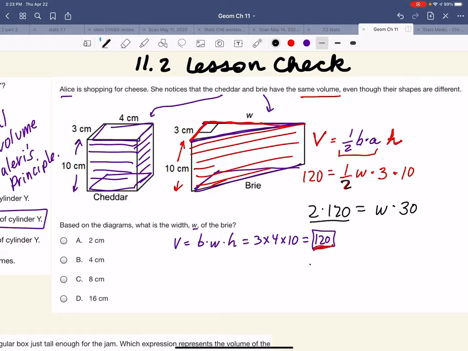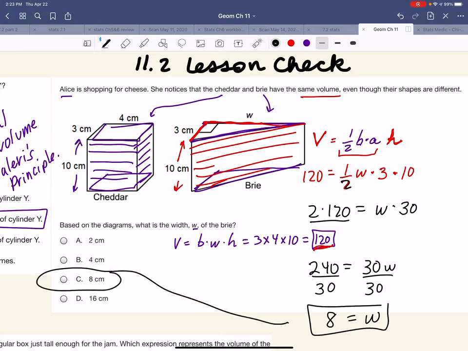Okay, so the left side, I now have 240, and I have 30 W's, so we can divide by 30 on both sides, and we get 8. And that makes sense. That's one of our choices. So we can plug in 8 and double check our answer. Would 1/2 times 3 times 8 times 10 equal 120? Yes. So those have the same volume, 120 centimeters cubed.